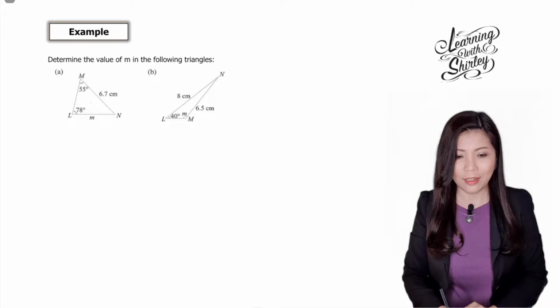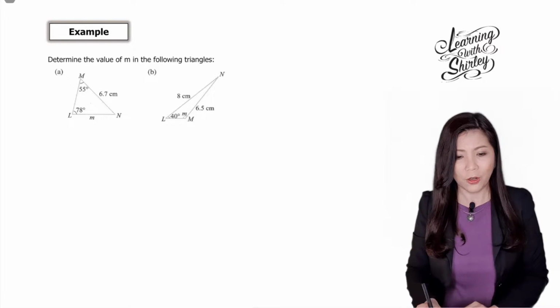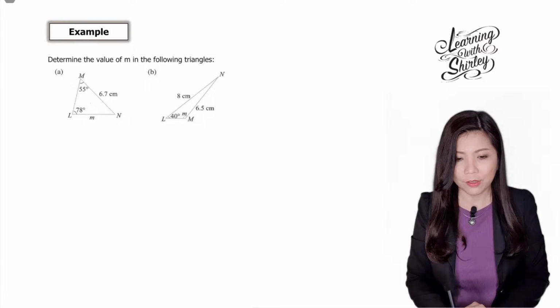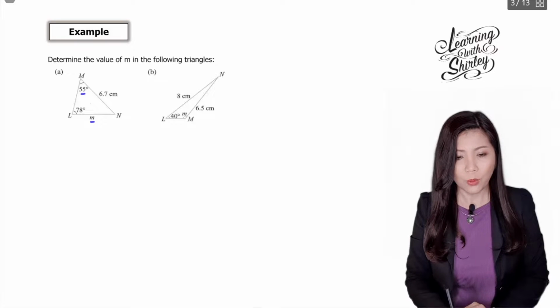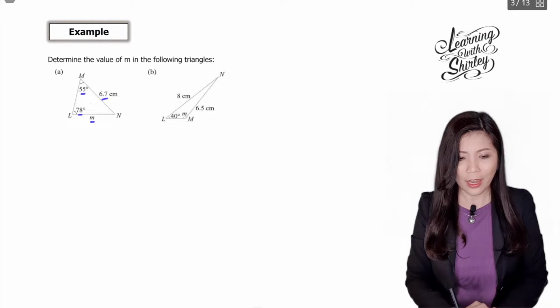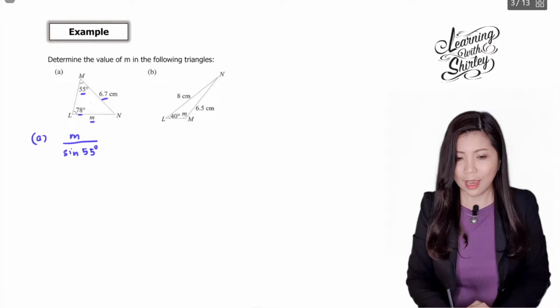Okay, so to find the side, I'm going to use the formula a over sine A equals b over sine B. So I'm going to use m over sine 55 equals 6.7 over sine 78. Okay, so that would be my working for A.